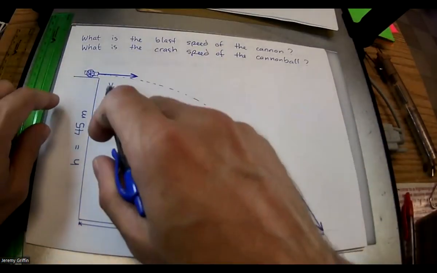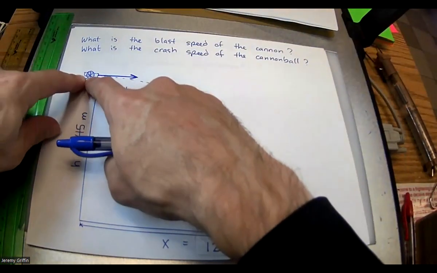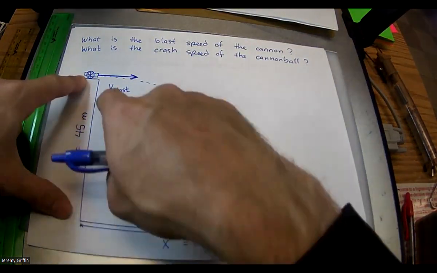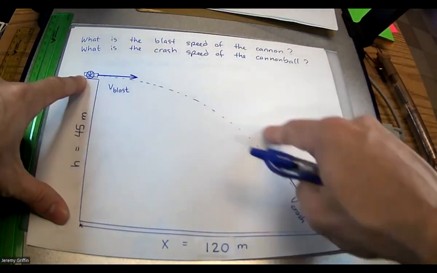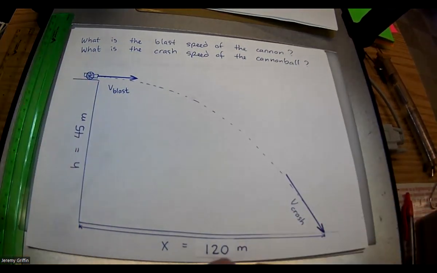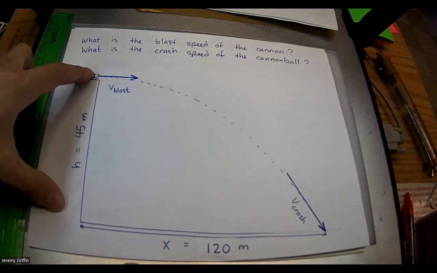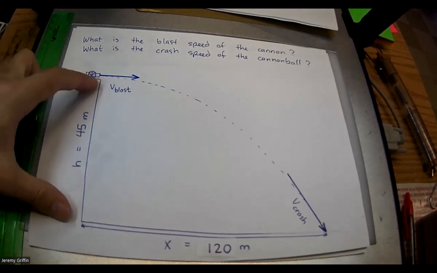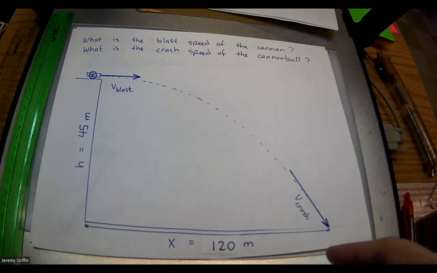Here's a classic question, or classic setup. Suppose you have a cannonball at the edge of a cliff and it blasts the cannonball horizontally. Right, it lands down here, something like this. Some easy measurements to grab might be the height of the cliff and where the cannonball lands. So call this 45 meters, call this 120 meters.